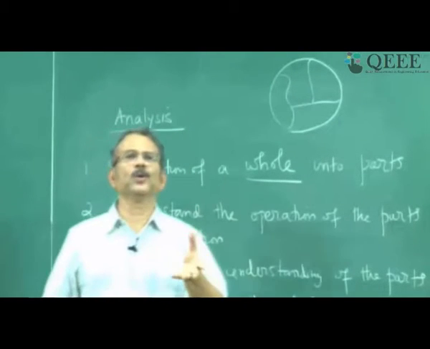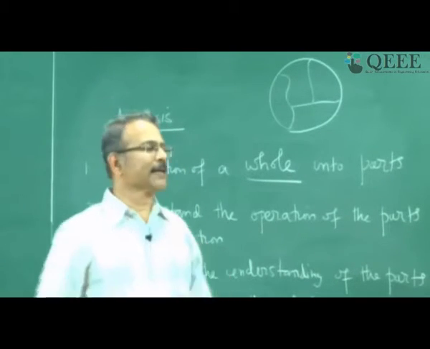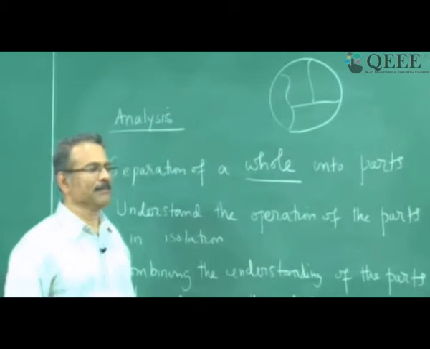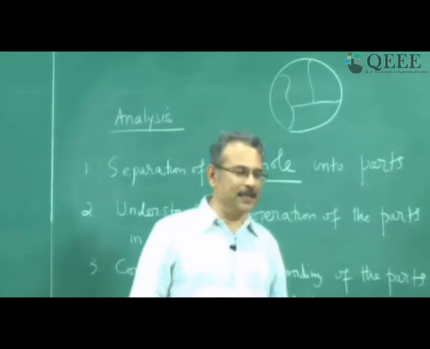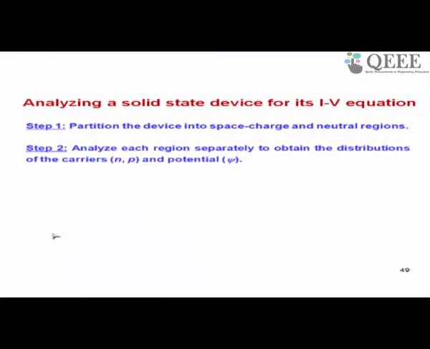Same thing they are applying to current-voltage characteristics of a solid state device. So step 1, partition the device into space charge and neutral regions. Look at the slides. Step 2, analyze each region separately to obtain the distributions of the carriers and potential.